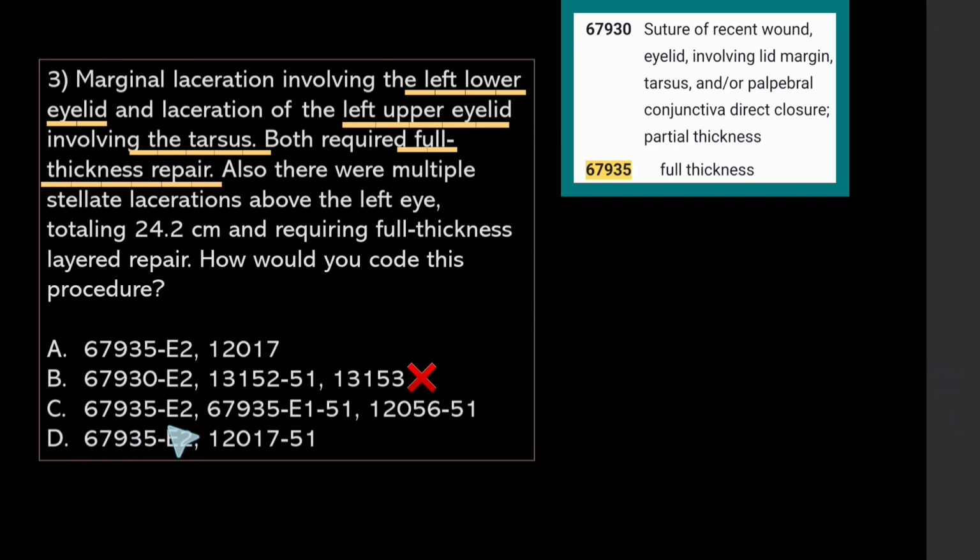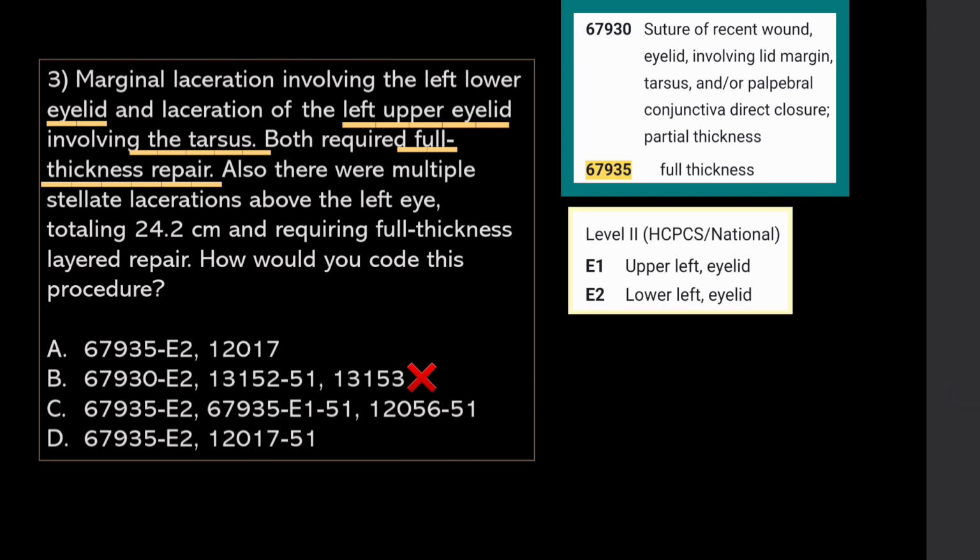In option C, they have mentioned 67935 E2 and 67935 E1. So what is E2 and E1? They are HCPCS modifiers. You can also find it in your CPT manual inside front cover. They have mentioned E1 is for upper left eyelid and E2 is for lower left eyelid. In the question, they have mentioned left lower eyelid. For that, we will use E2, and for upper left eyelid, we will use E1. Therefore, option C will be correct. They have mentioned 67935 with E2 and 67935 with E1 and modifier 51 indicating multiple procedure.